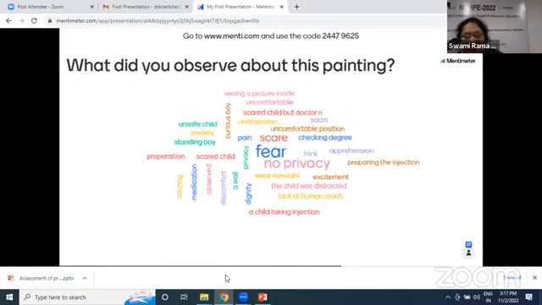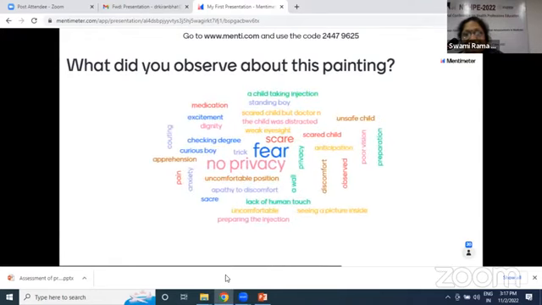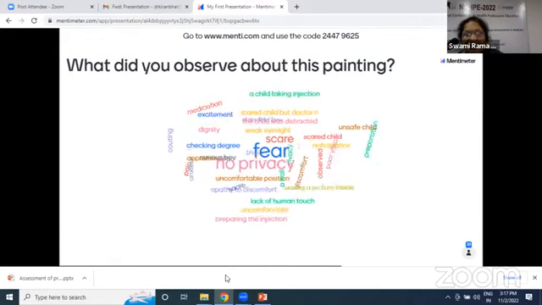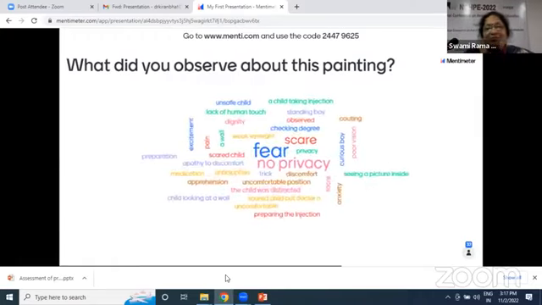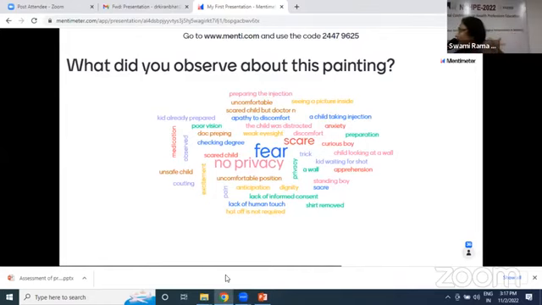So yes, the child was distracted. The child, I don't know whether it is fearful. Your responses can be different there. A boy is curious. He's looking at the pictures on the wall. But if you look at it, the communication, the doctor, I don't know whether he's told him something or not. They're facing back to back.